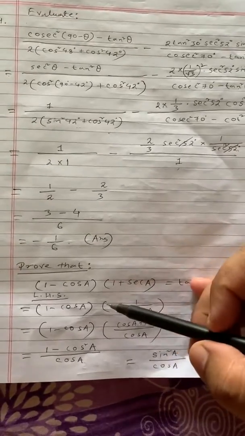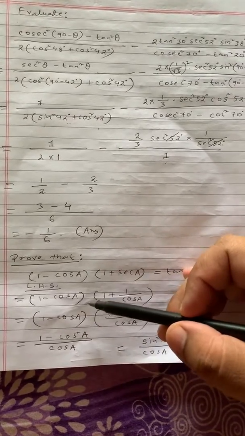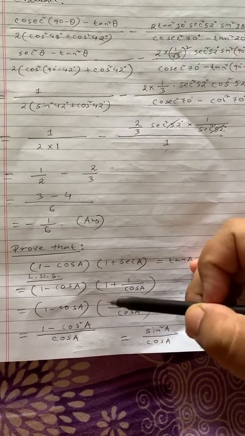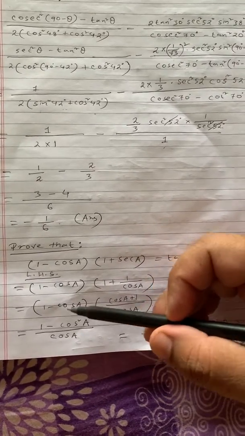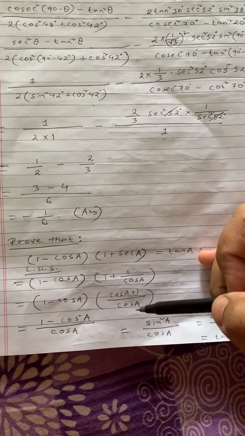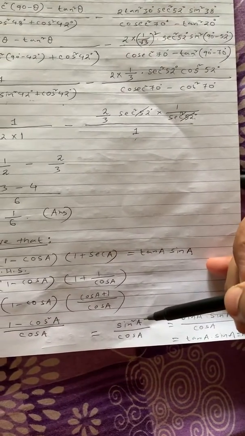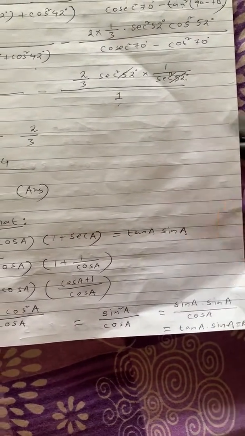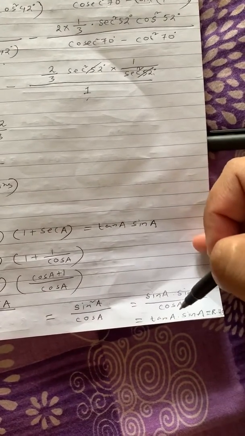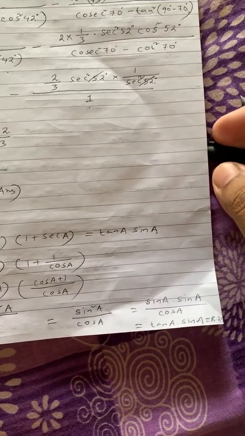So what we are doing here, starting from LHS, is 1 minus cos A, we are not changing it. 1 plus sec A, we are changing sec A as 1 by cos A. If you do LCM, it will be (cos A plus 1) by cos A, that is (1 minus cos square A) by cos A. So that will give you sine square A by cos A, and then sine square A we can write as sine A into sine A by cos A. So sine A by cos A is tan A, and this sine A is there. So we could easily prove the RHS.